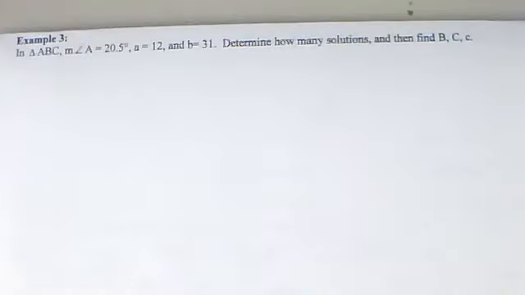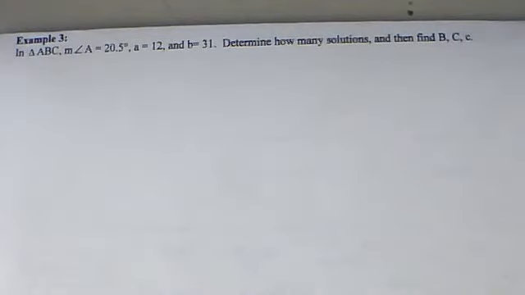Let's look at one last example. This is example number 3. It is: if triangle ABC has measure of angle A 20.5 degrees, side A is 12 and side B is 31, determine how many solutions, and then find B, C, and c.